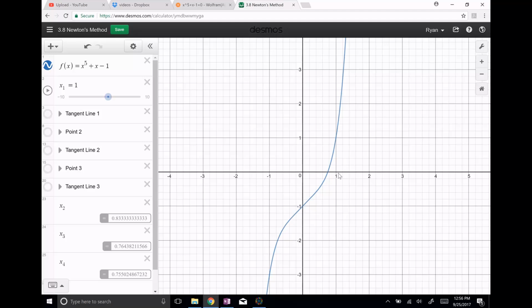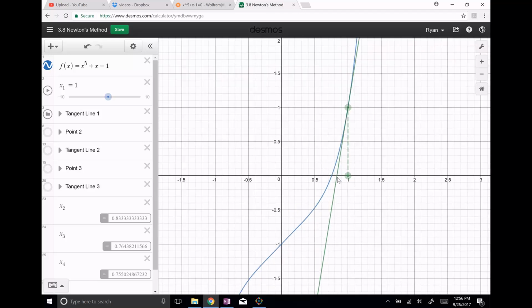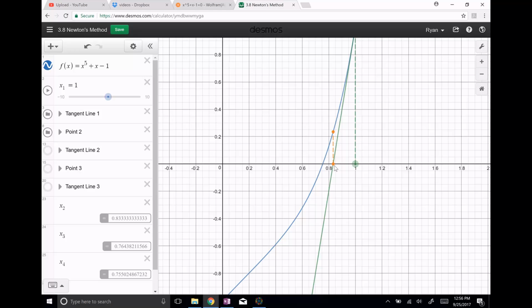And the idea behind Newton's method is that we're going to use tangent lines, and tangent lines will help us approximate this solution here. So let me click this over here, and I'm going to generate the first tangent line. I'm just going to take a guess. So I'm going to say at 1, I'm going to draw the tangent line. 1 is fairly close to where our solution is. And we can see where the tangent line crosses. It crosses right here, and it says 0.833. So this is where the tangent line is equal to 0, where it crosses the x-axis.